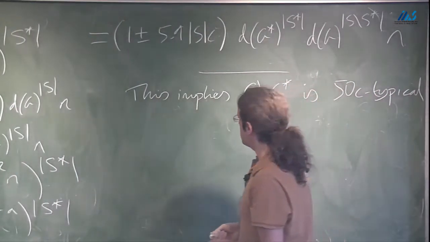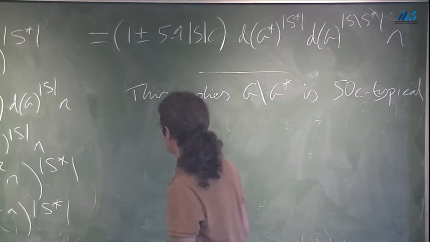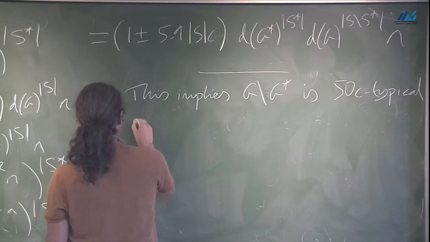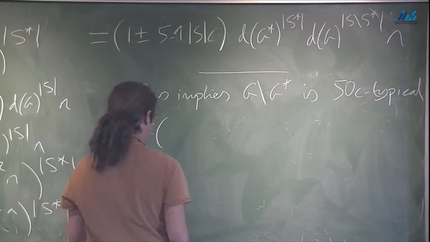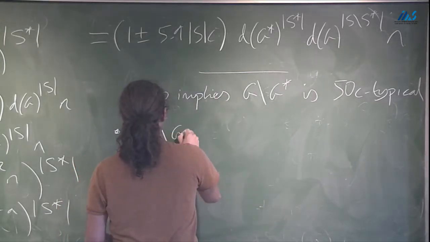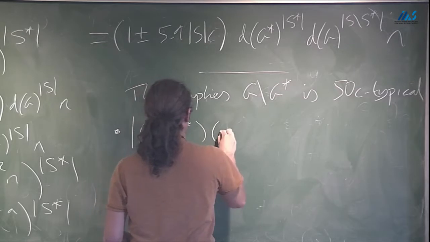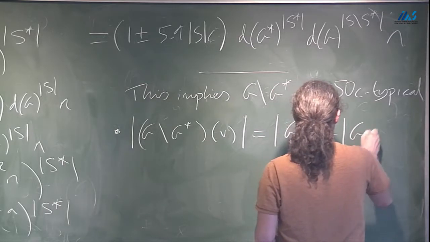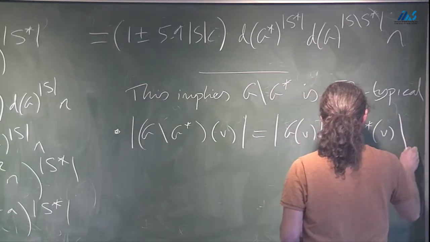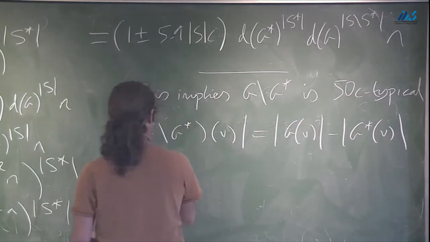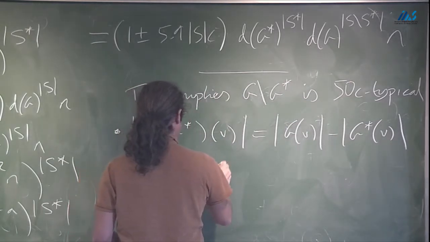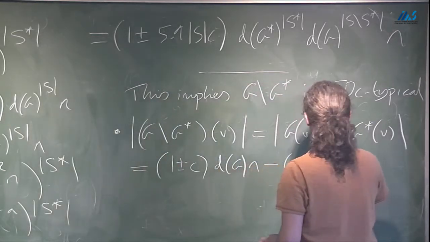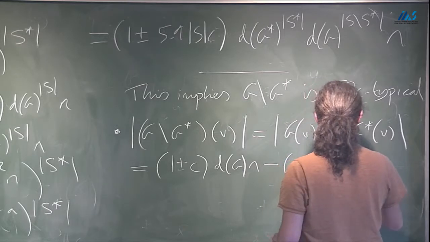So we just have to calculate. Let's start with the vertex degree because that's easy. So the degree of a vertex in G delete G star is just the difference of the degree in G and in G star. This is 1 plus or minus C density in G minus 1 plus or minus 6C density in G star, times N.